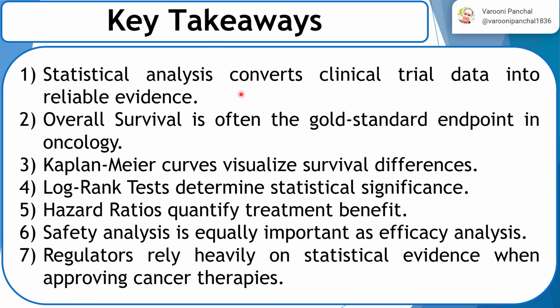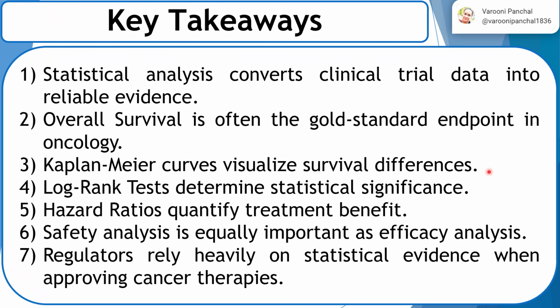Number three is Kaplan-Meier curves visualize survival differences. A picture or a graph can make a big difference when you visualize that the chances of the specific new treatment are more than the lesser. So the graph will give you a very clear picture based on the data that you have collected. Number four is log rank test determines statistical significance.